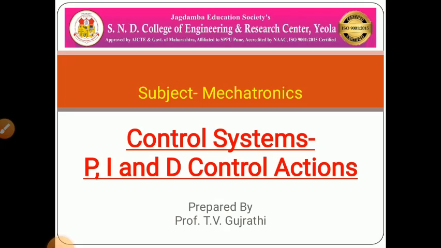Control systems: basically there are three control actions available, P, I and D. P is proportional, I is integral and D is derivative. These systems act independently and they also act combinedly. So we need to understand all three systems carefully. Let's try to understand this.